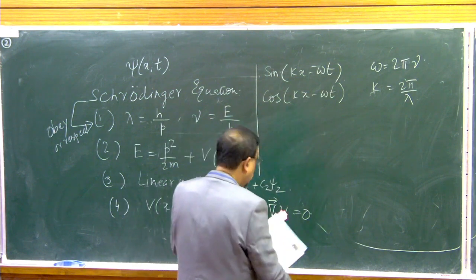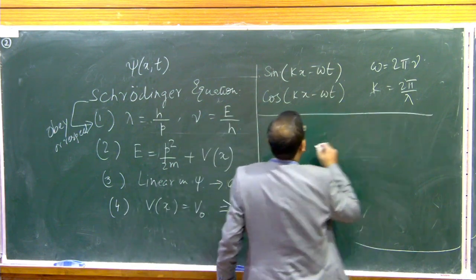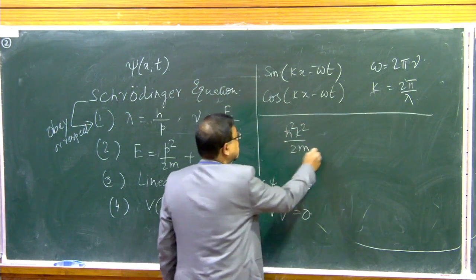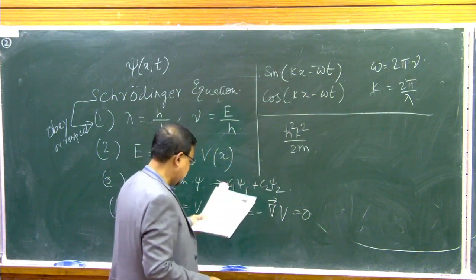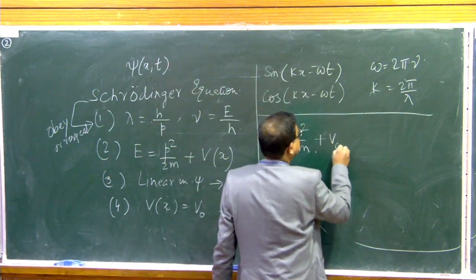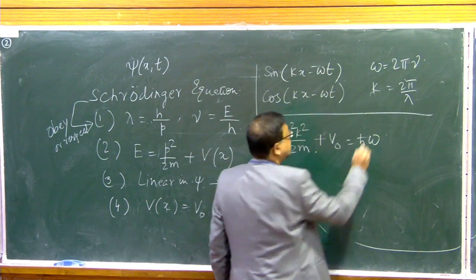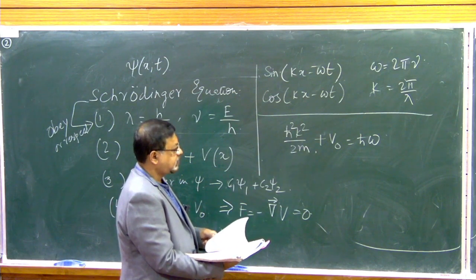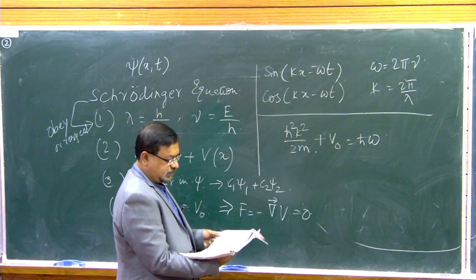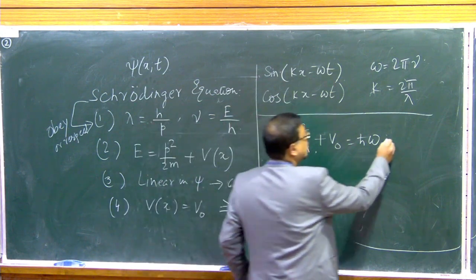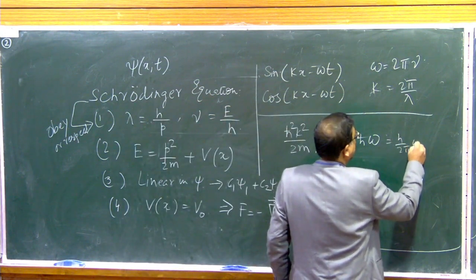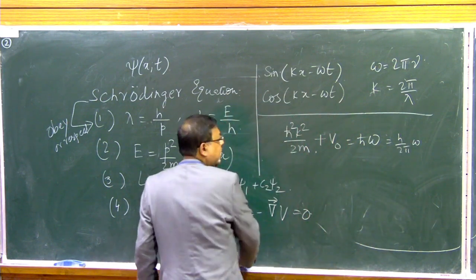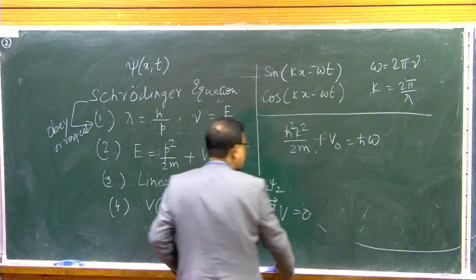Now, if we put all of them together, then h cross square k square over 2m, that's the kinetic energy because P is equal to h cross k, plus V naught, purely from energy conservation, should become equal to h cross omega, which is equal to h nu. So this is h over 2 pi times omega, and omega by 2 pi is equal to nu. So that is fine. This is the energy conservation.